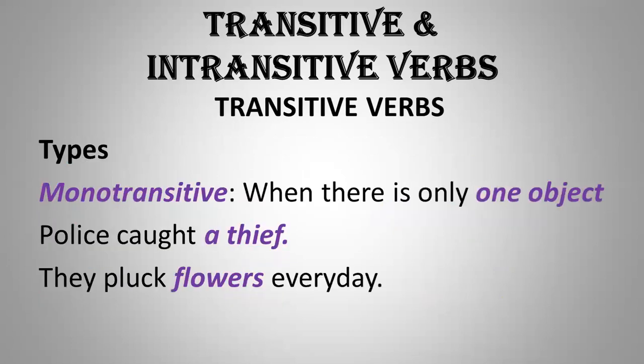There are three important types of transitive verbs. First one is monotransitive. Mono means one. When there is only one object, it is called monotransitive. For example, police caught a thief. They pluck flowers every day. In both the examples, a thief and flowers are the only objects, and that is why they are called monotransitive.